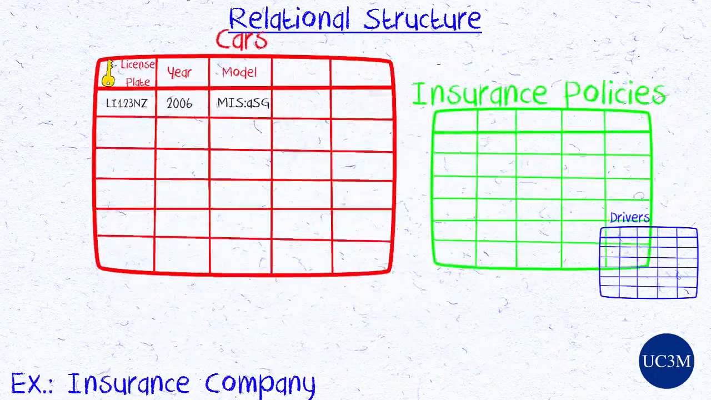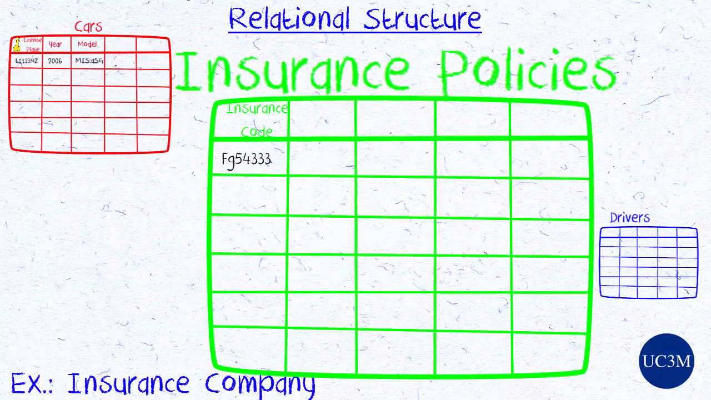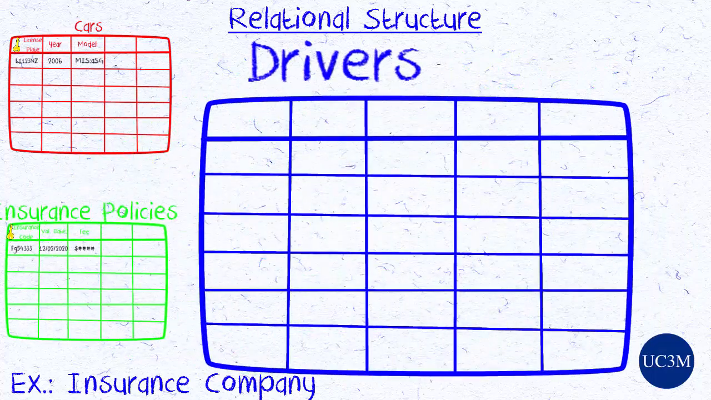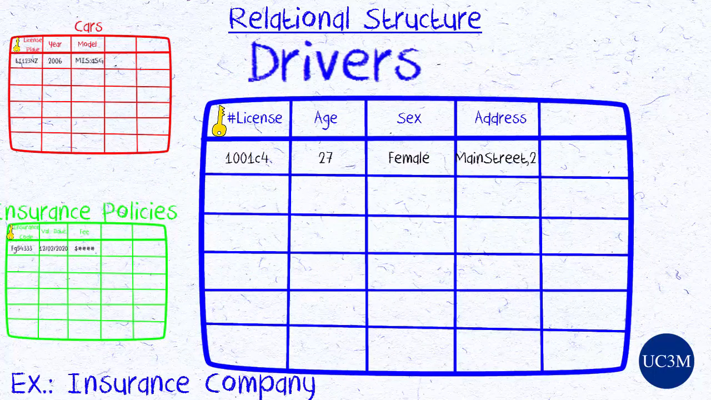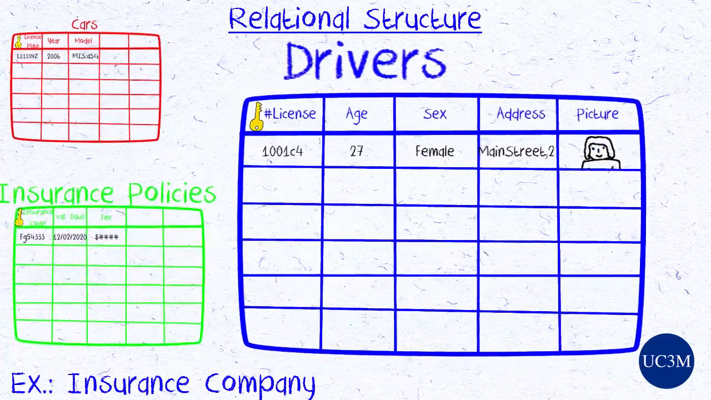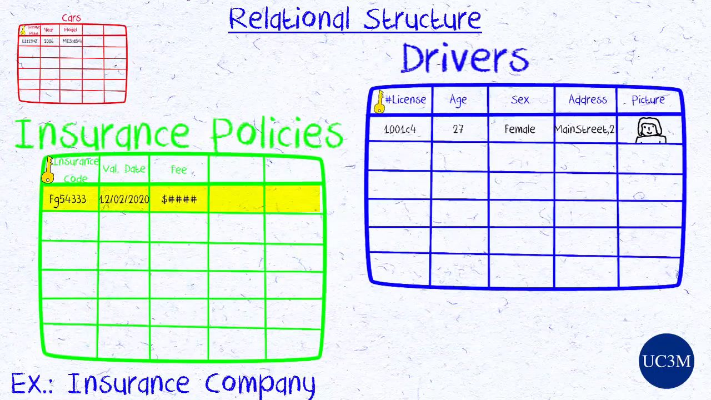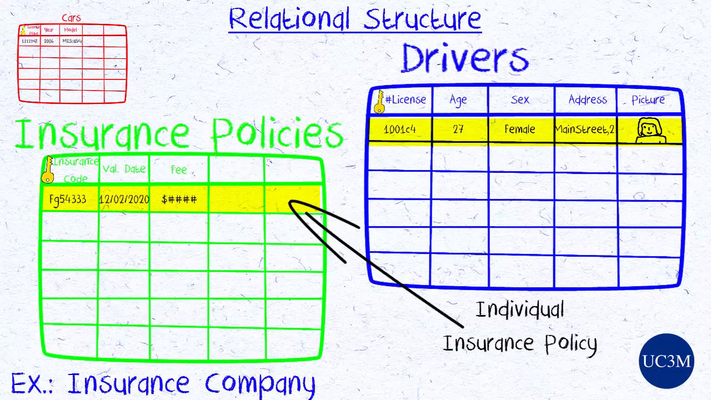The insurance policies table could use the insurance policy code as the primary key and contain other columns such as validity date or fee. The drivers table could have the driver's license number as the primary key and contain other columns such as the driver's age, sex or address, and the picture. Yes, databases might contain other digital information formats besides text and figures. Each row in the insurance policies table would correspond to an individual insurance policy. Each row in the drivers table would correspond to an individual driver.